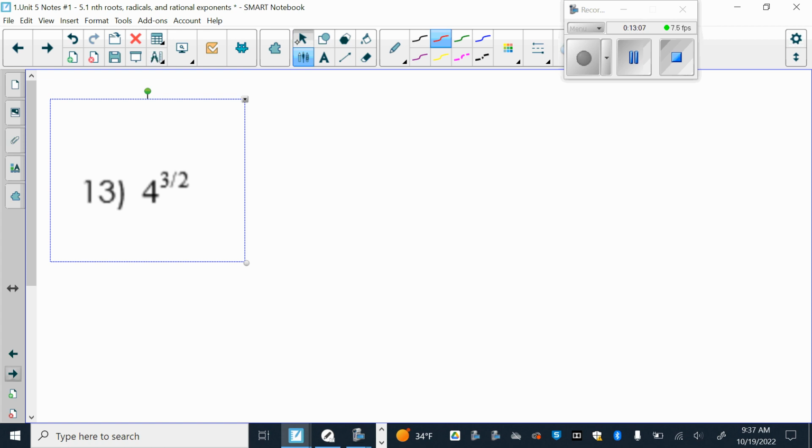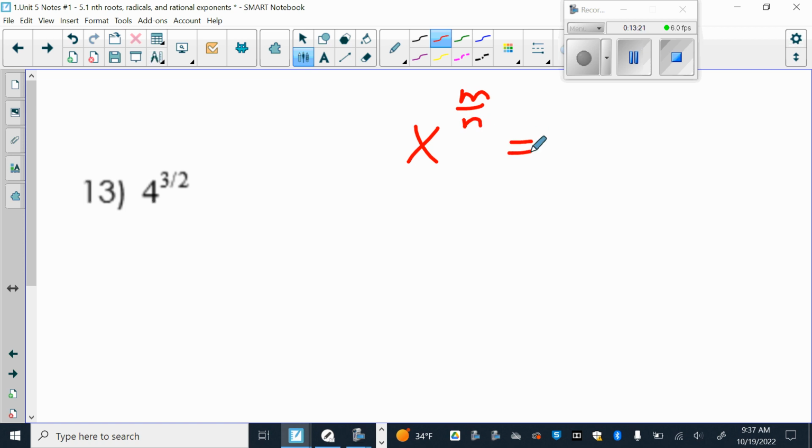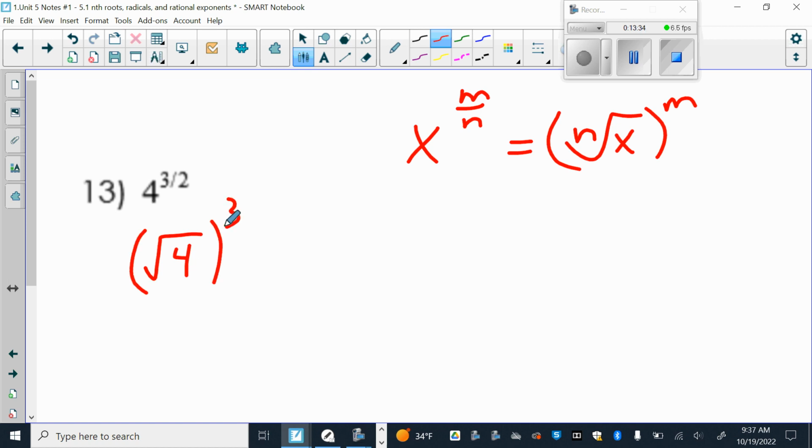All right, number 13. The 4 to the power of 3 over 2. So again, using those properties, I have x to the power of m over n, which is the same thing as the nth root of x to the power of m. I can rewrite this as the square root of 4 raised to the 3rd power. The square root of 4 is 2. 2 raised to the 3rd power is 8.